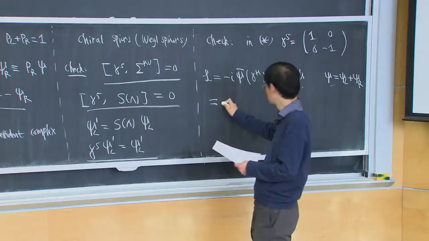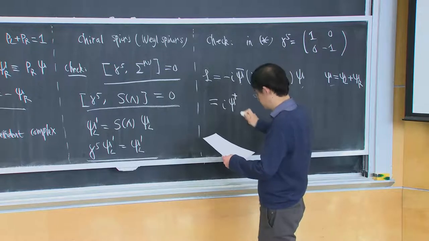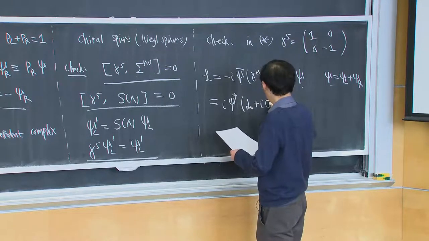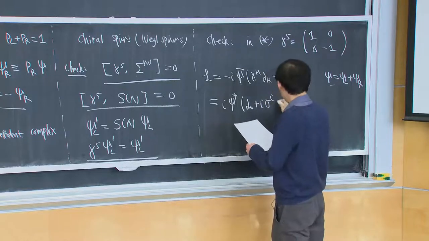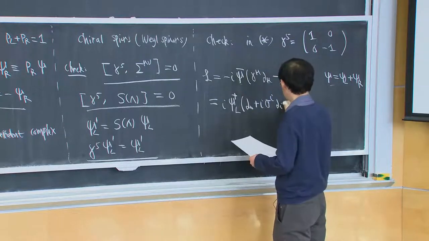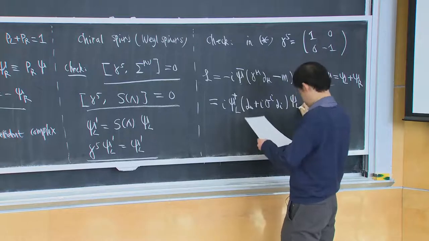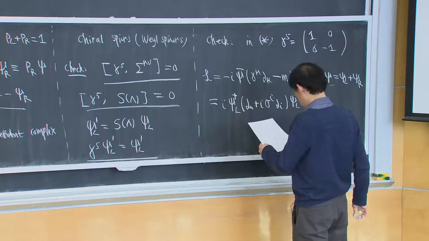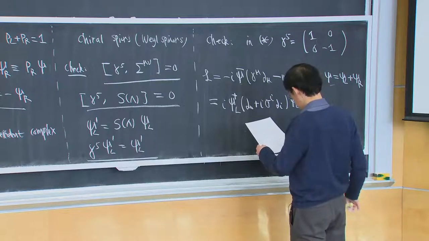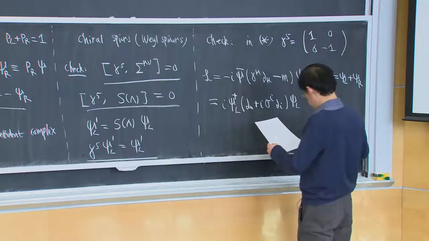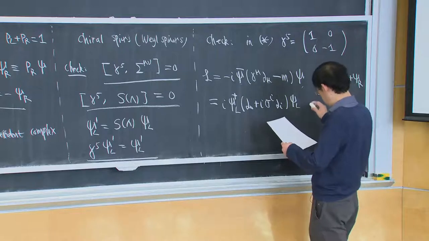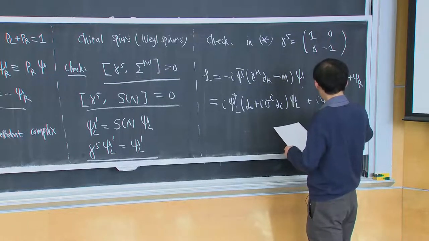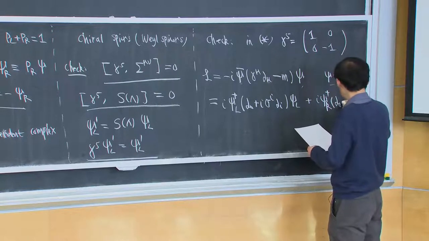So you can write it as psi dagger, i sigma zero partial zero, plus i sigma i partial i, psi L. Yeah, sorry, actually psi R dagger. Let me first write. I think I said something wrong.